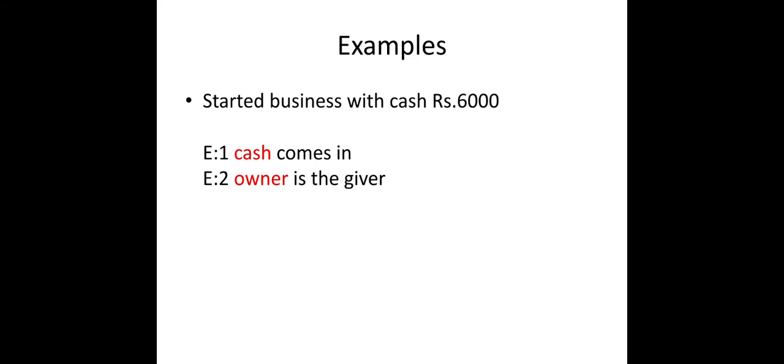Okay, so name of account now we have to write. In effect number one, it is very simple. Cash comes in, so cash account. That is simple. But in effect number two, owner is the giver, but we cannot write owner account. If owner is the giver, it is known as capital. Remember the definition of capital, student. Cash, goods or assets brought into the business by the owner is known as capital. So in effect number two, name of account will be capital account. Yes, so cash account in effect number one and capital account in effect number two.